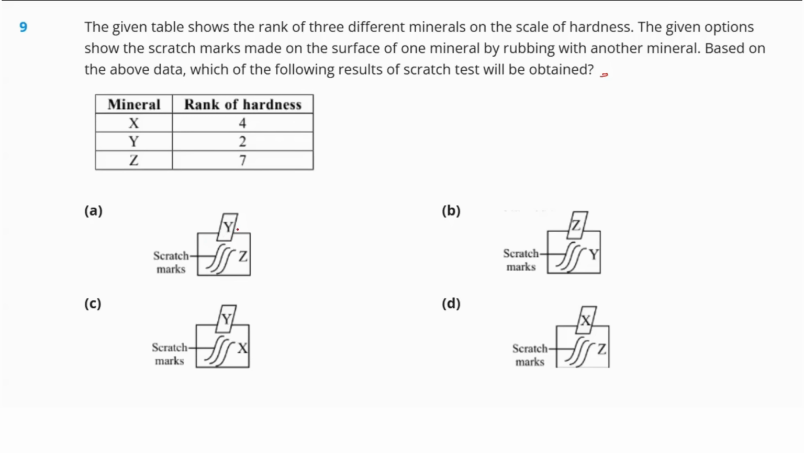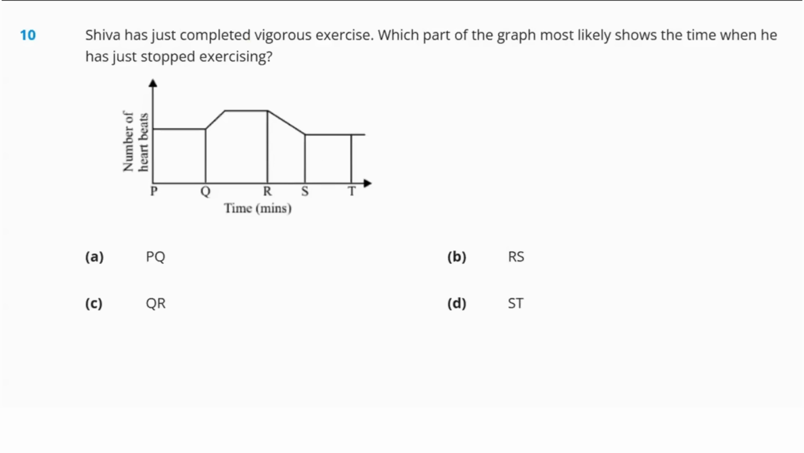If we see the options, we have the hardness of the material here. The hardest one is Z because it has rank 7 on the hardness scale of the mineral. Y is the softest one and X, with rank 4, is in the middle. So our probable answer should be where Z is scratching the softer one. I found that in B, Z, the hardest one, is making scratches on Y, the softest one.